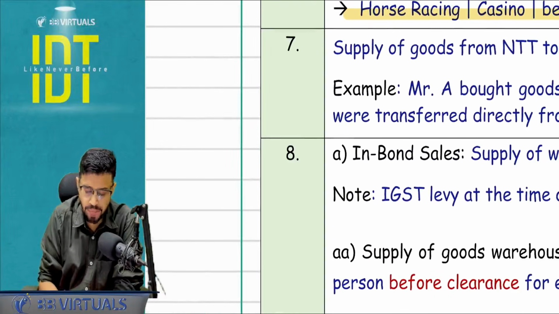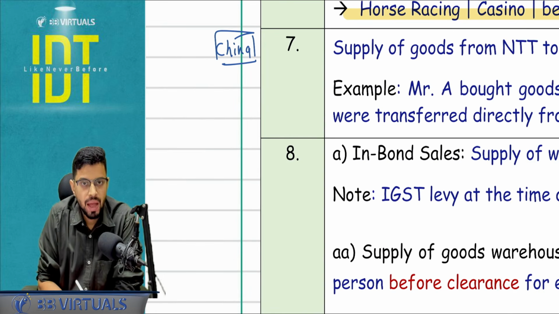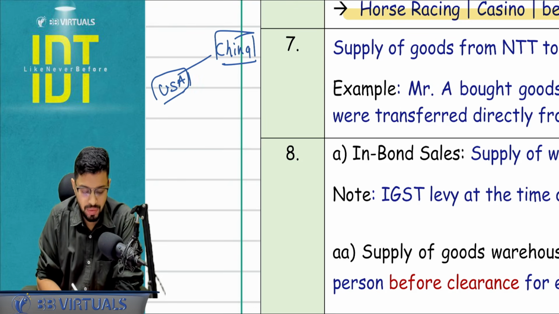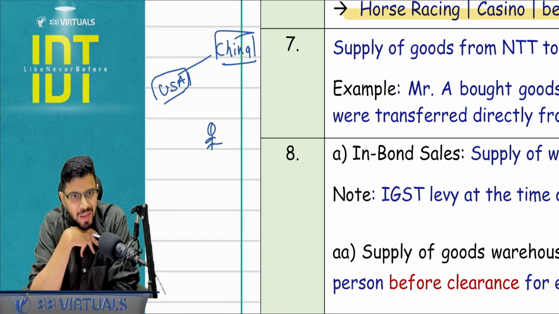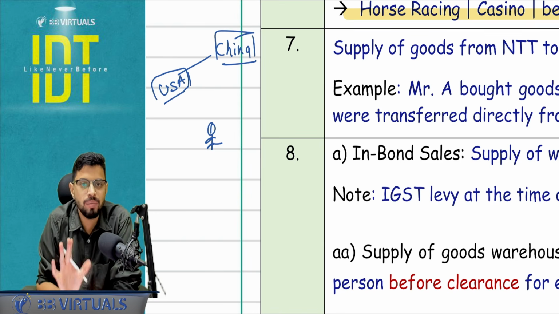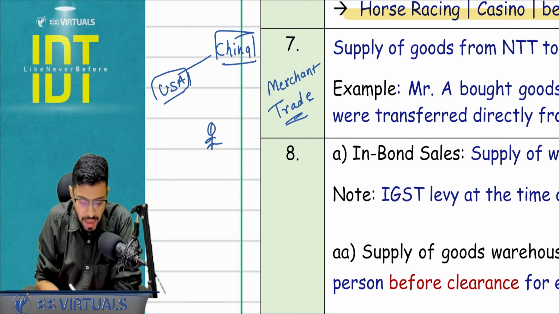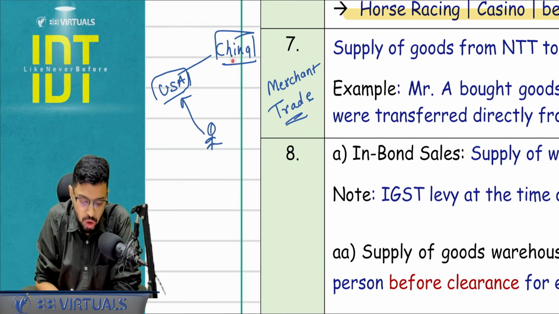Take a simple example. I have bought the goods from China and I directly sold it to a party in US. The goods did not enter into India. Technically, I am in India, the seller is in India, but it will be put under non-supply. Just condition, the goods should not come into India. And this is known as a merchant trade. This is known as what? Merchant trade.